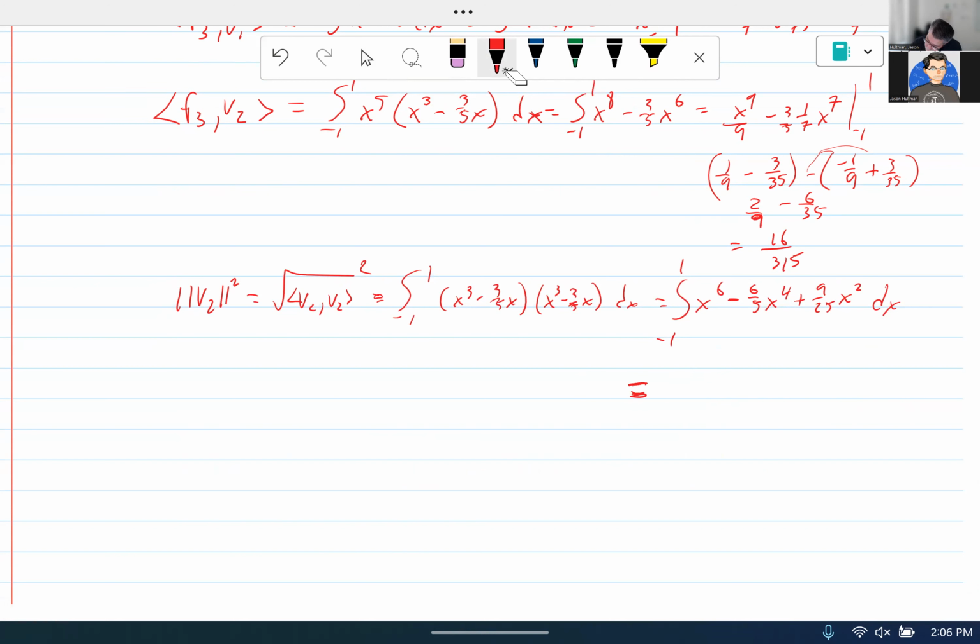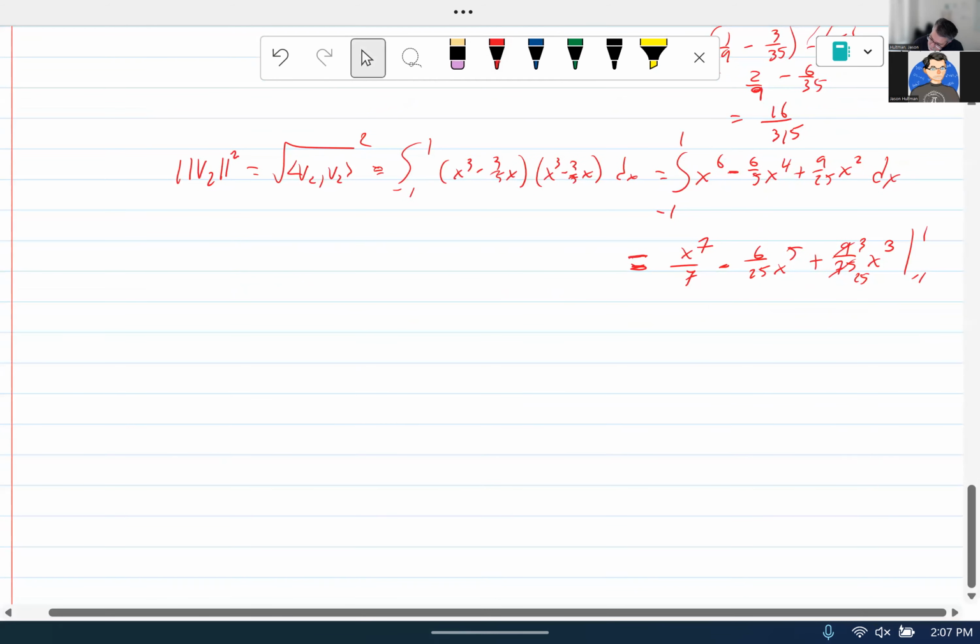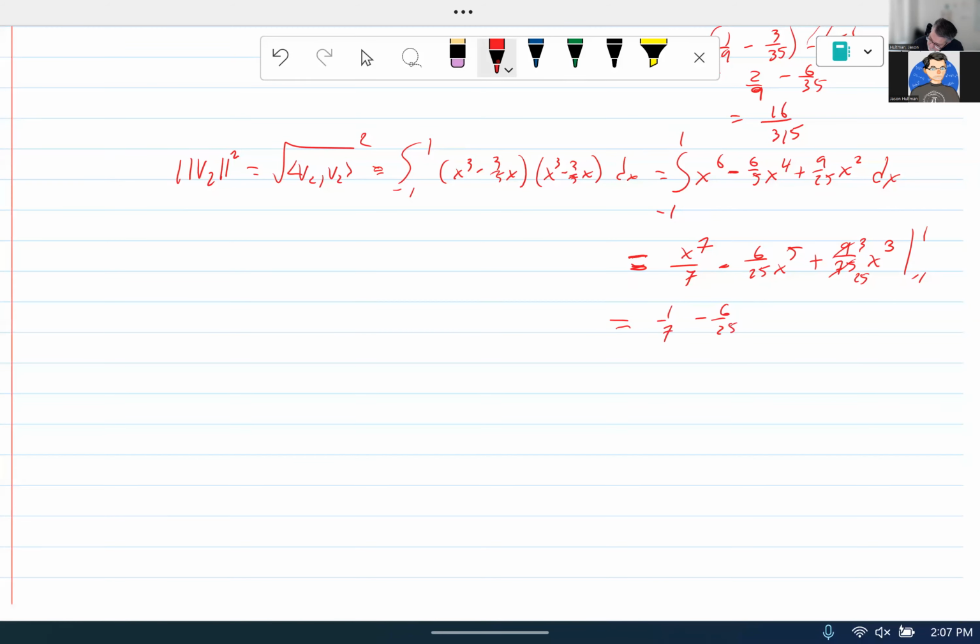It's going to be x to the 7th over 7 minus 6 over 25 x to the 5th plus, this is 3, so this is 9 over 75 x to the third, which can be reduced to 3 over 25. And evaluate from -1 to 1. So this is going to become 1/7 minus 6/25 plus 3/25.